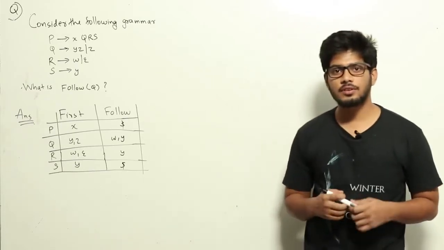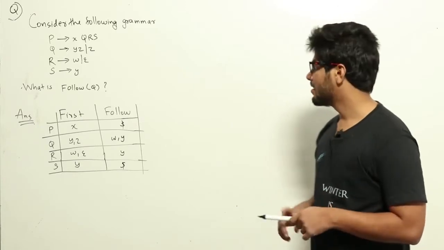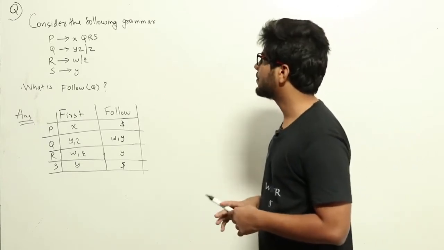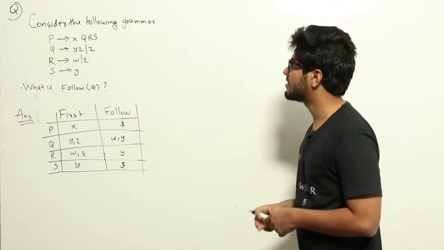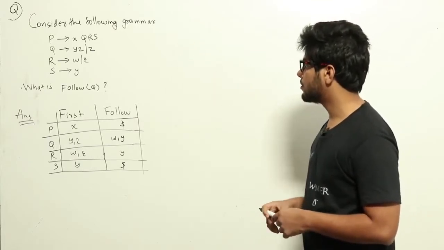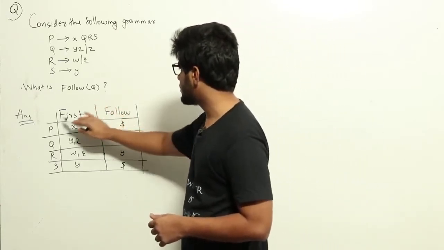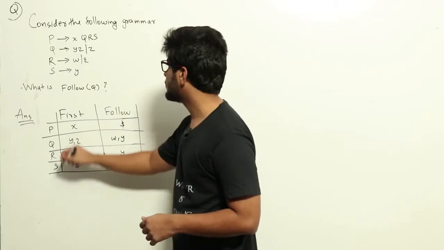Now this is a very straightforward question from first and follow. That's from the compiler design topic. So please refer to the video lectures for first and follow and understand how to solve such a question. So for this one, I will show you how to do this. Now we'll find out the first of all of these variables.